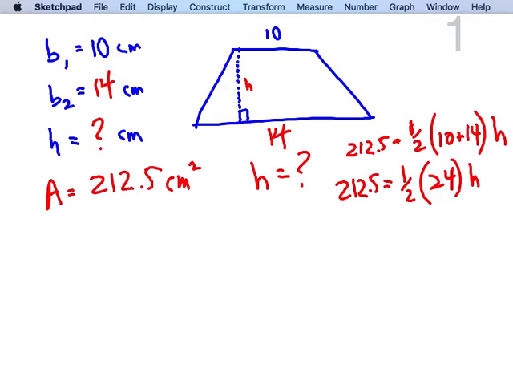Now what? Couple answers here. You could do this a couple different ways. How many of you took 1/2 times 24 now? Okay, good. How many of you multiplied both sides by 2? Okay, both of them work. Since most people took this, then I will just leave this as 212.5 equals 12H. So therefore H is equal to, what do we say, 17.7?